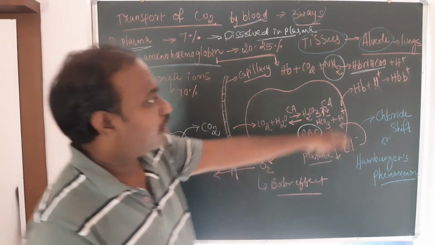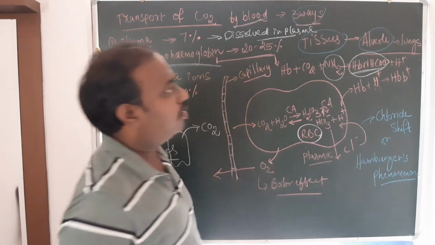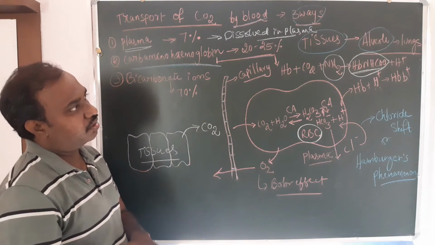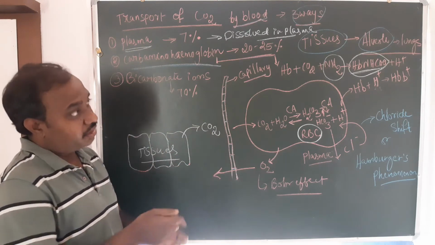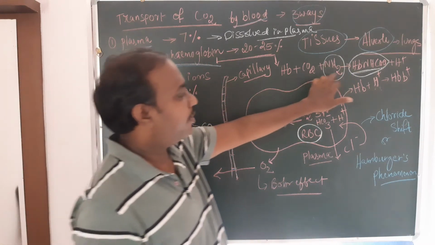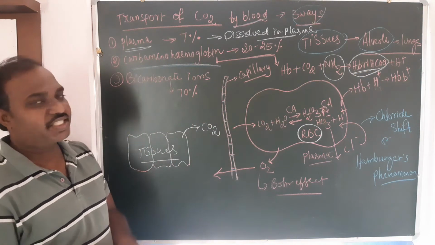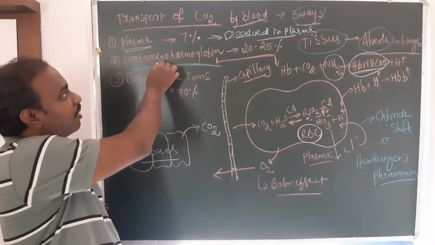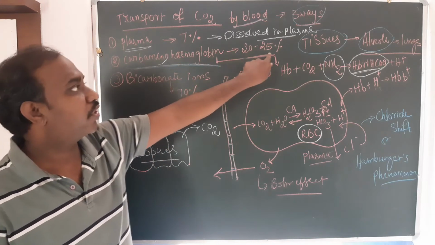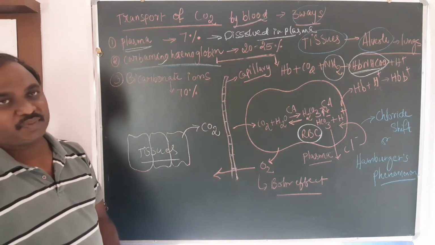This carbaminohemoglobin is the compound that occurs within the RBC. We have the hemoglobin, and the CO2 gets attached to that and gets transported. How much is transported in this way? 20 to 25% of it is transported in that manner.